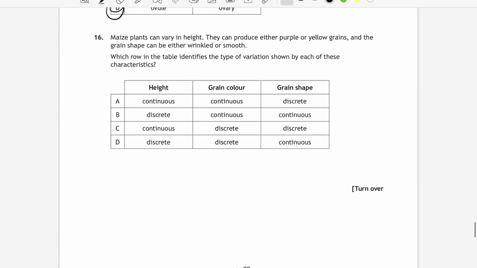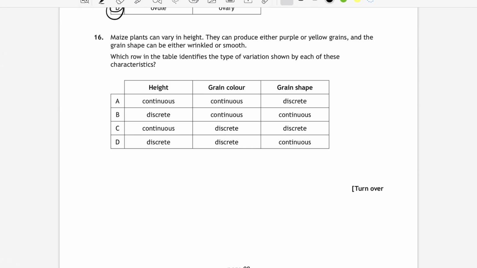Let's have a look at question 16. Maize plants can vary in height. They produce either purple or yellow grains, and grain shape can either be wrinkled or smooth. Which row in the table identifies the type of variation shown by each of these characteristics? Again, pause the video, work yourself through the question, and see how you get on.